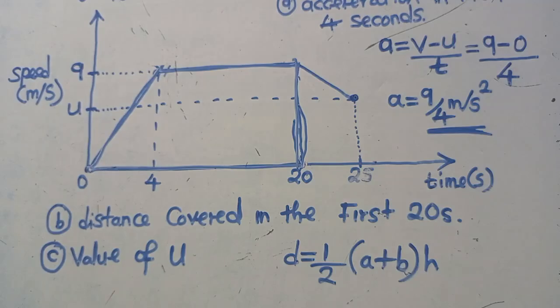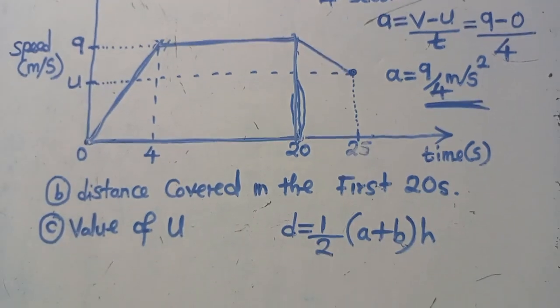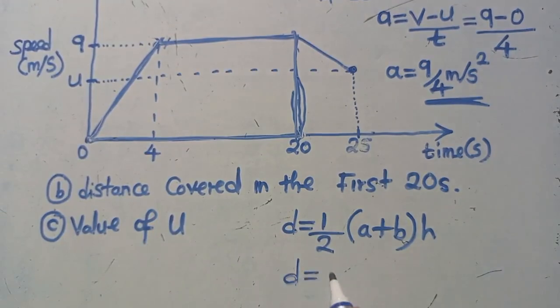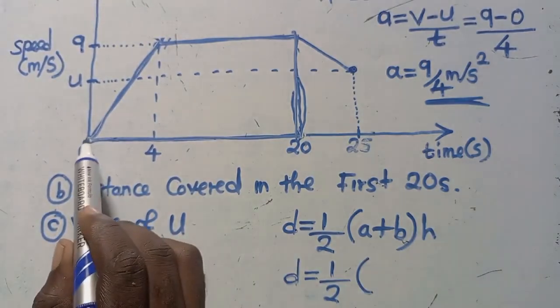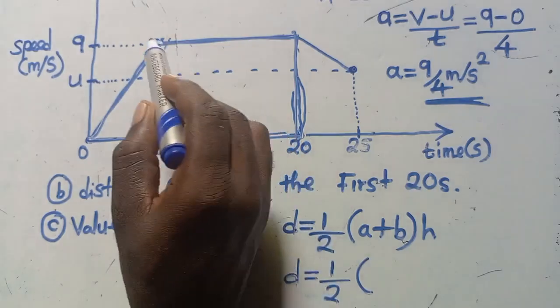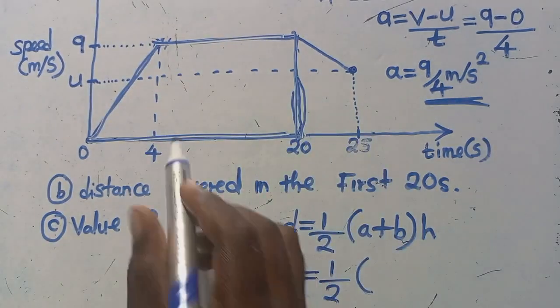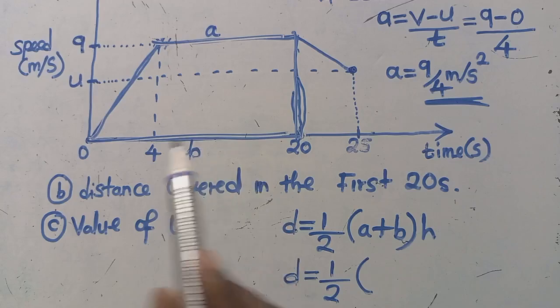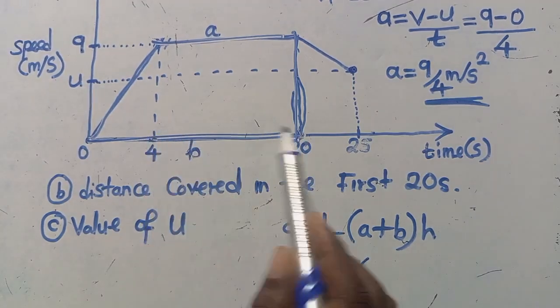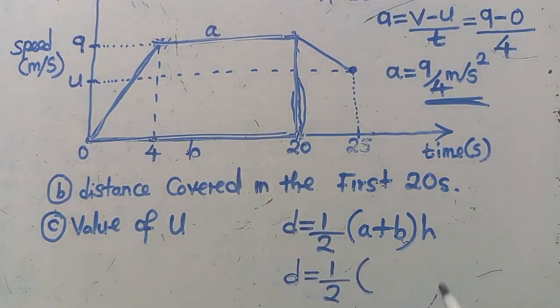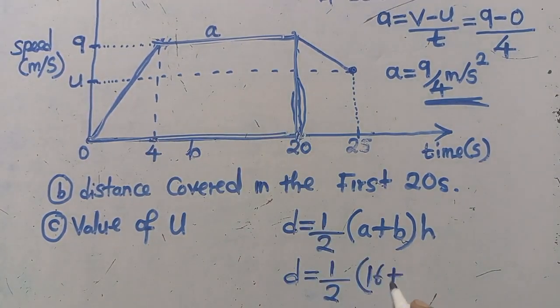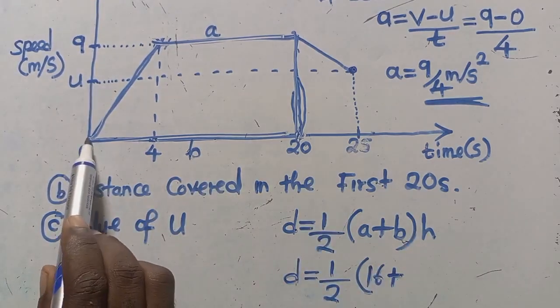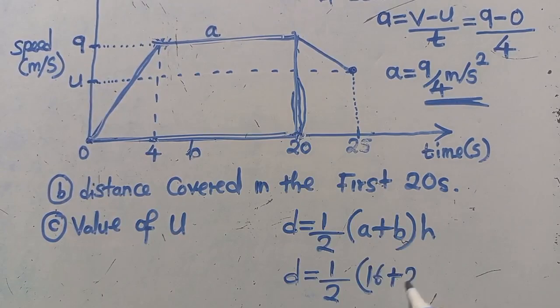This is the formula I'm going to use, where I'm going to say that distance is now equal to 1 over 2, then what is my A? This is where some people face challenges. These two, this one and that one, are parallel to each other. The longer one is B, the shorter one is A. So what is A? The distance between 4 and 20 is 16. Plus B, which is here up to there, which is 20. I put a 20 there.